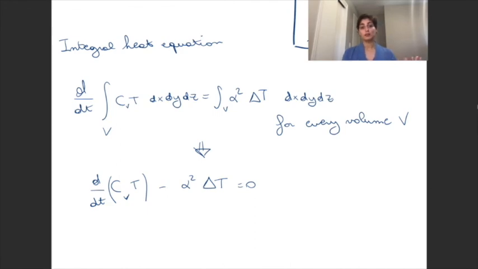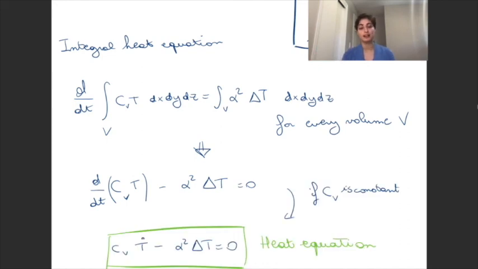So now we have an integral heat equation. It's an integral heat equation that is valid for every infinitesimal volume V. So we can just drop the integral altogether because it's valid everywhere and have this new equation: the derivative over time of the heat capacity times the temperature, minus alpha squared Laplacian of T, equals 0. Assuming that the heat capacity is constant over time, then we can take the C_V out of the derivative with respect to time, and we retrieve the heat equation.